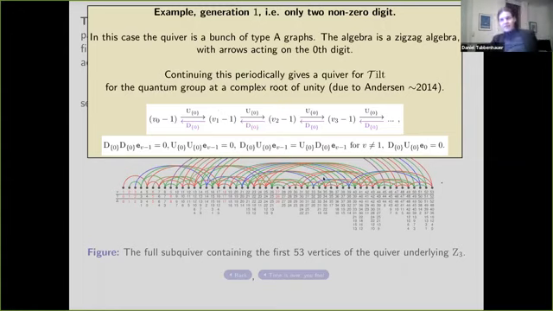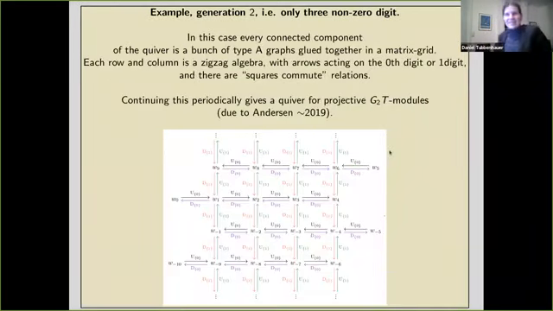And this is actually, if you continue this periodically, the underlying quiver of the quantum group, generation 1. Okay, it's a line, and locally it looks like the zigzag algebra, like zigzag is the same, and going twice in one direction is 0, and going twice in the other direction is also 0. And you now wonder how it looks in higher generations. It just repeats itself.